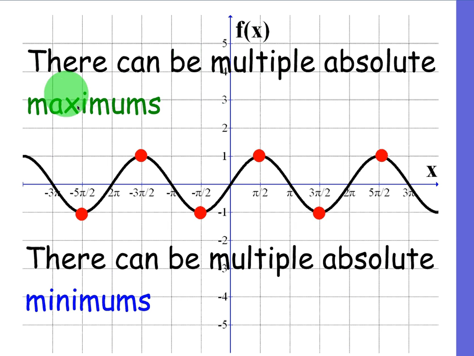There can be multiple absolute maximums. If you look at these y values on this graph, they all have the y value of 1. They share the distinguished privilege of being the highest y value, and if they tie, there can be multiple maximums. Same for absolute minimums. These all have the lowest y value of -1. There are no other points that are lower than that, and so that's why they are all the absolute minimum.